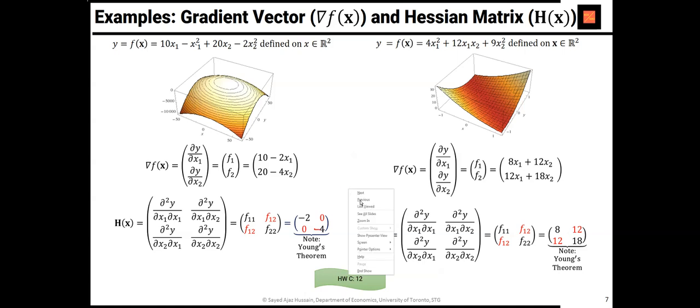All right, next up, you have this function. Here's the first derivatives, the gradient vector. And once again, I now differentiate f1 with respect to x1. I get simply 8. I now differentiate f1 with respect to x2. I get 12. And then, of course, I know that has to be the same as f21. And now I have to compute f22, which, of course, is 18. And we're done.